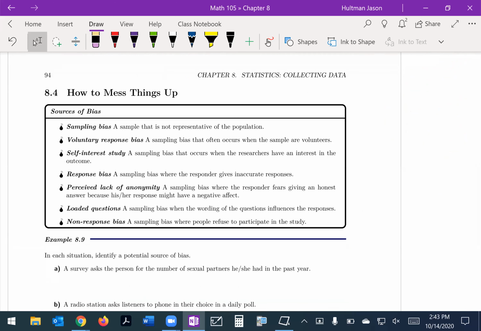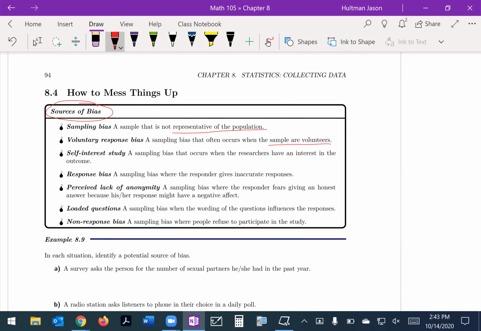How to mess things up, how to get a biased survey. Okay, so sources of bias. Sampling bias, a sample that is not representative of the population. Voluntary response bias, a sampling bias that often occurs when samples are volunteers. That's like with the Trump survey. That's the sample. That's sampling bias.